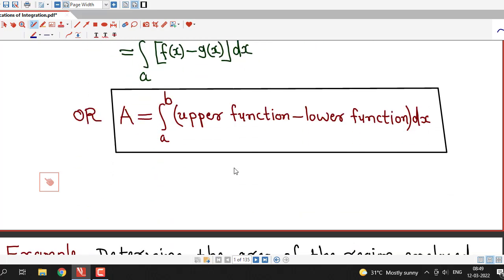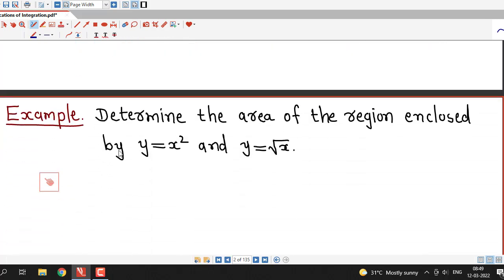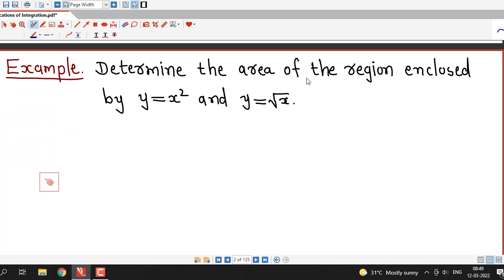So we can remember in this way, area of the region between two curves is given by integral of upper function minus lower function with respect to x from a to b. We understand this with the help of one example. Determine the area of the region enclosed by y equal to x square and y equal to square root of x. So here we are given two curves and we know that both are parabolas.